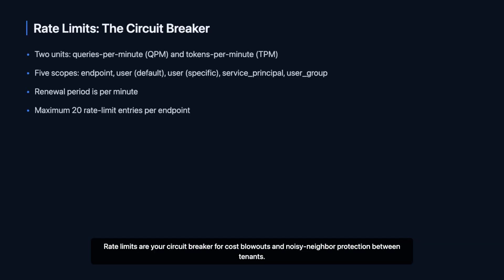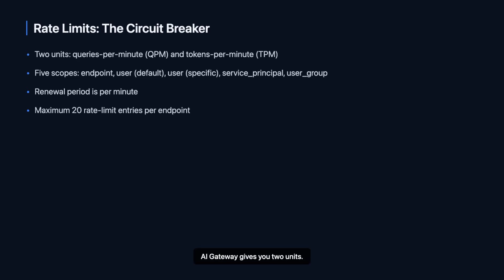Rate limits are your circuit breaker for cost blowouts and noisy neighbor protection between tenants. AI Gateway gives you 2 units. Queries per minute, QPM, counts whole requests. Tokens per minute, TPM, counts the tokens inside them. You scope each limit to one of 5 things.